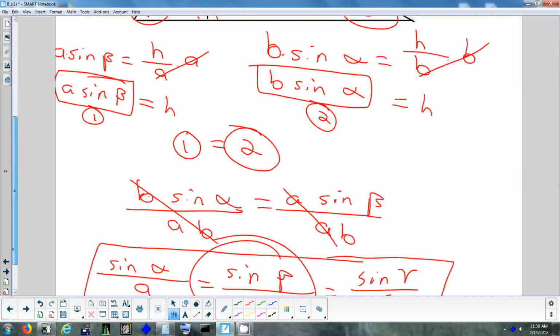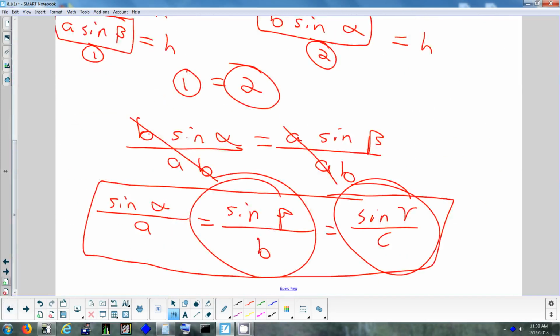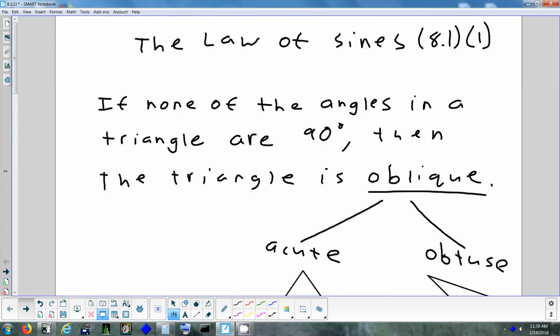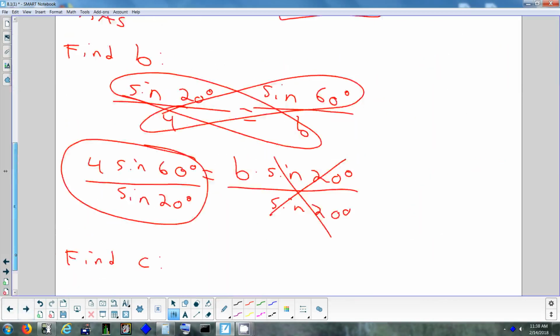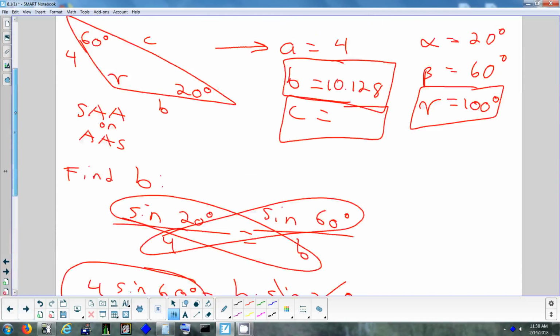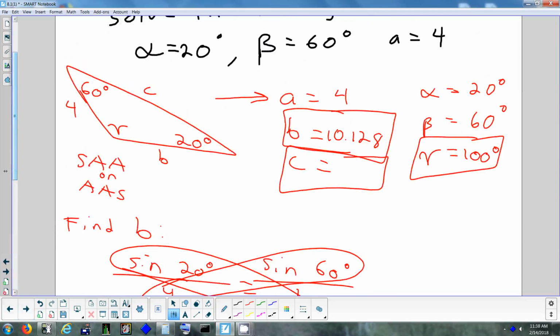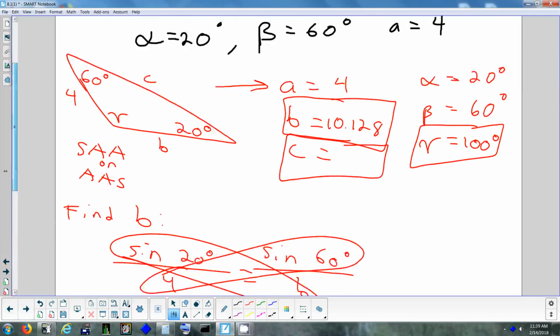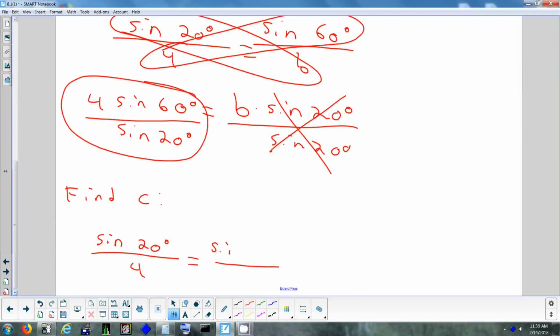And now you're going to set it up using this. Sine gamma over C. So can somebody tell me what's going to go in that fraction on the right? Yep. Sine of 100 over C.